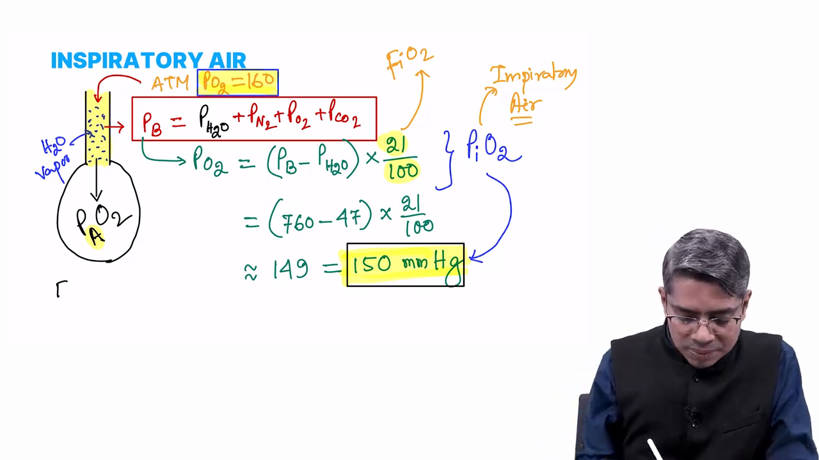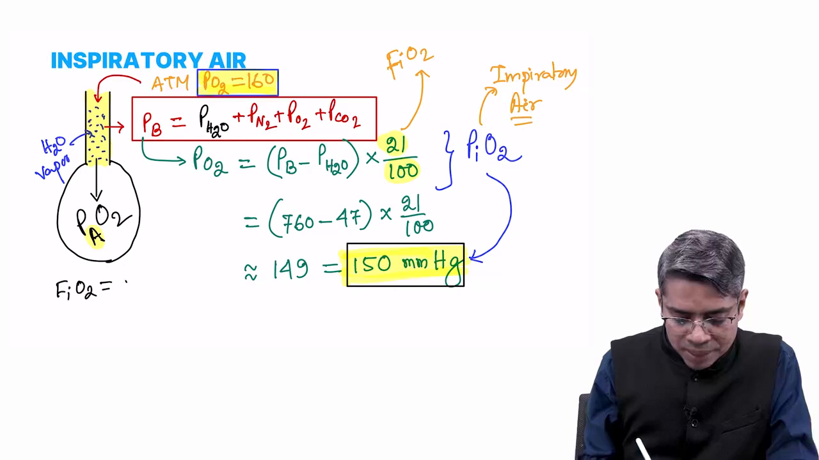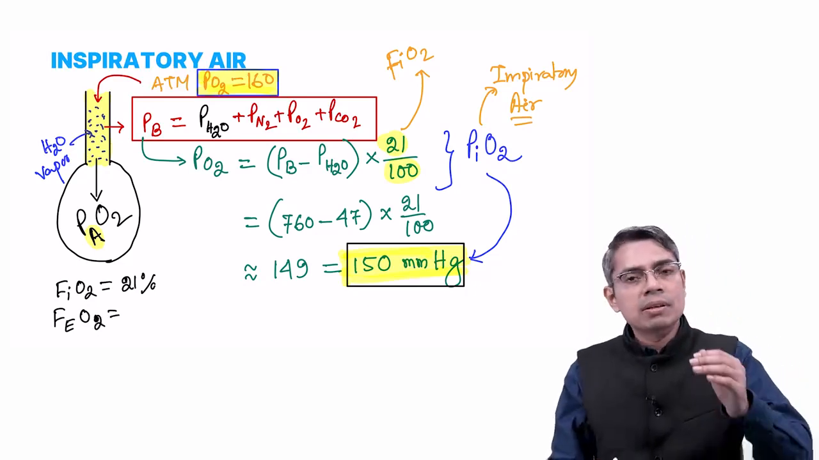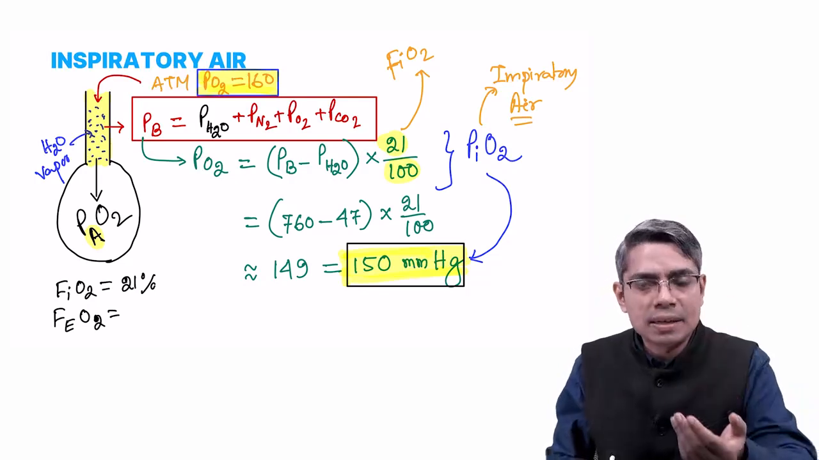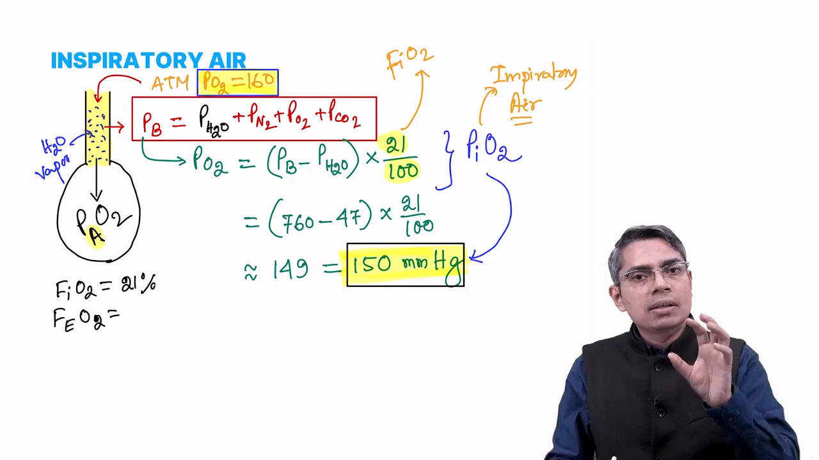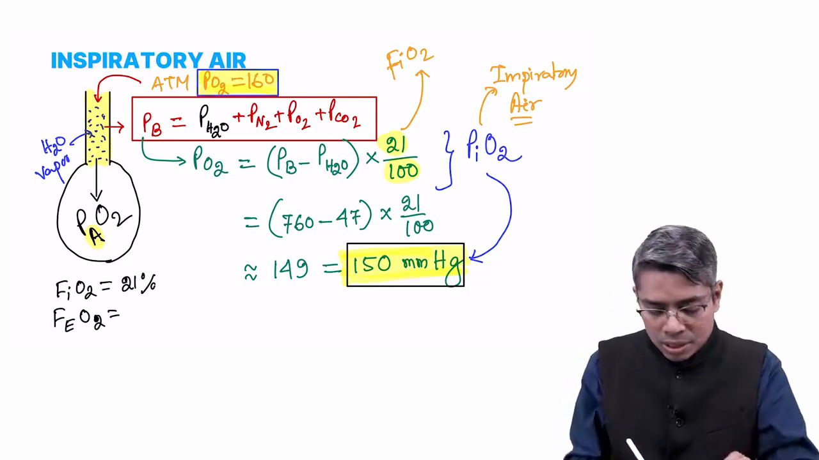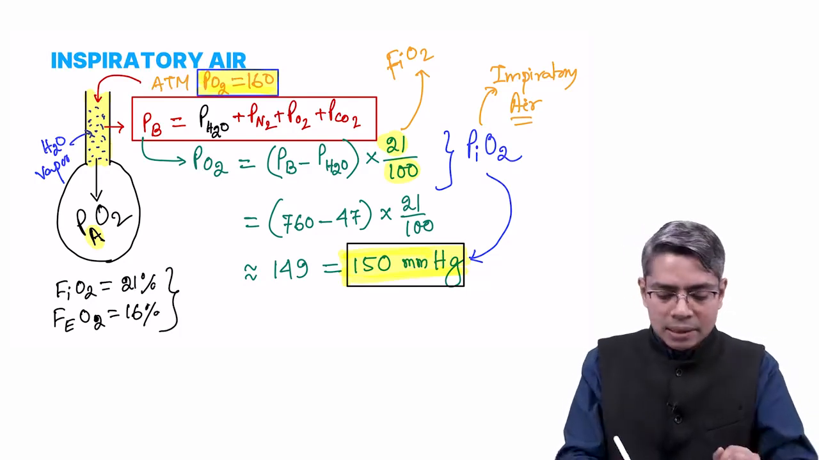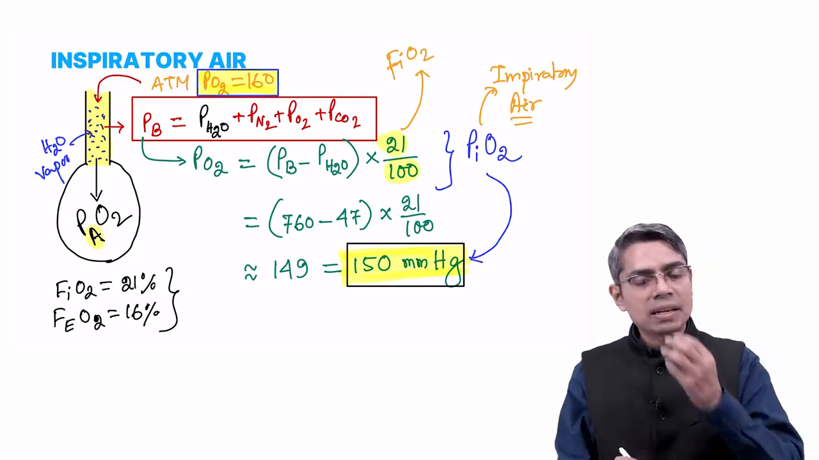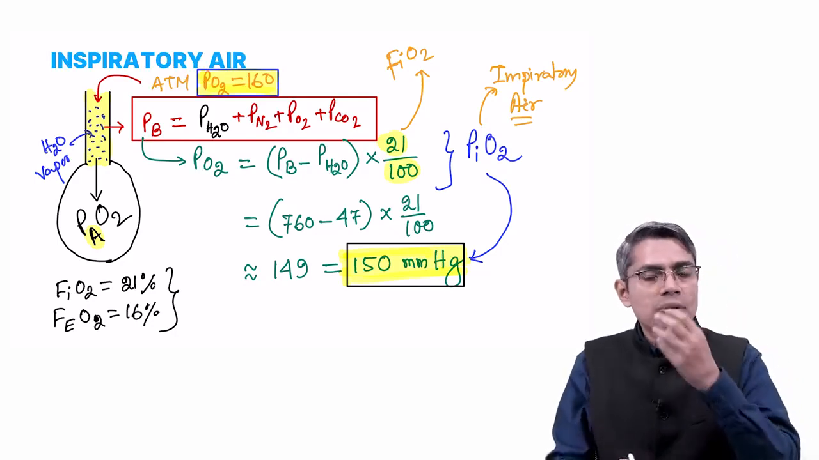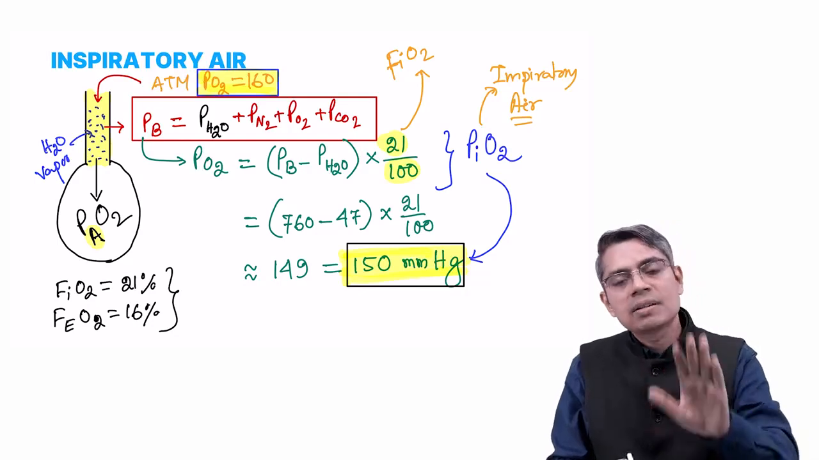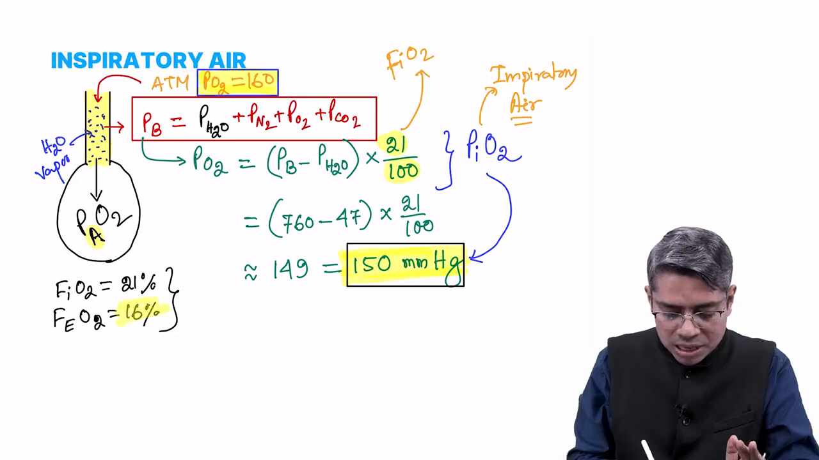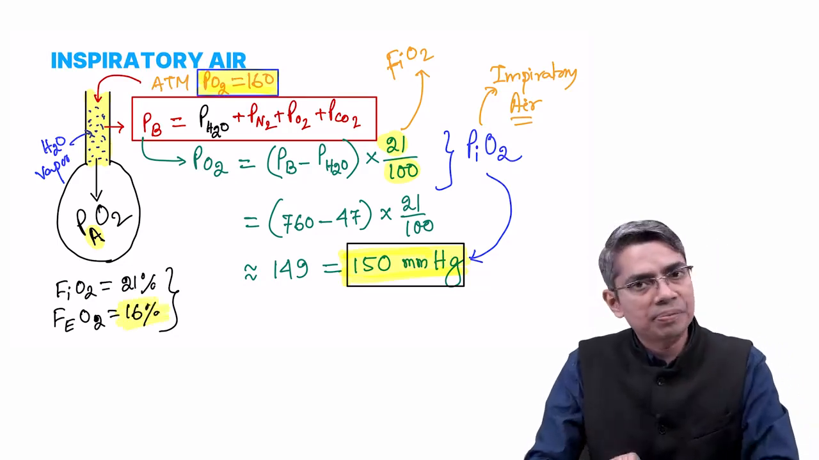So please remember, if I ask you FiO2, what is the value? Your answer is 21%. And if I ask you FeO2, then what is the value? FeO2 is the fraction of oxygen in the expiratory air. So the air which is entering your lung contains 21% oxygen, but the air which is going out of the lung contains 16% of the oxygen. That's why there was an MCQ in anesthesia: if you give mouth to mouth respiration, means your expiratory air is the inspiratory air for the other person, how much oxygen is delivered in that condition? That is 16%. Got it?